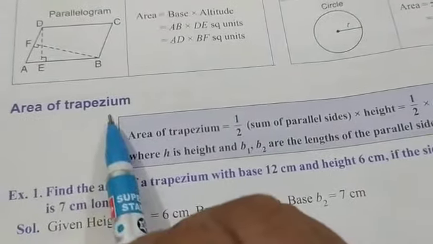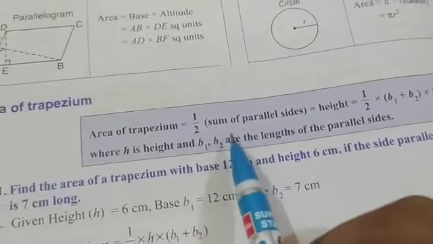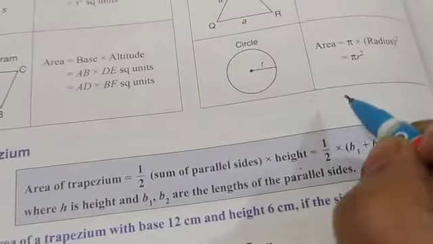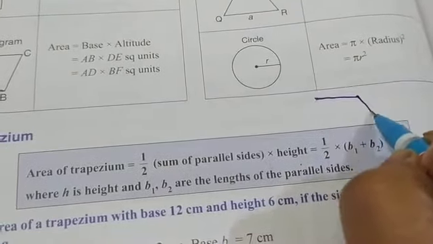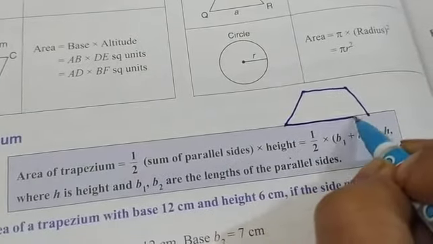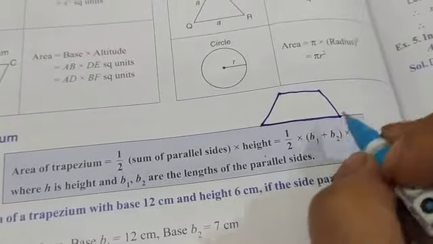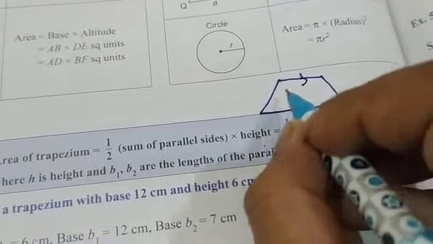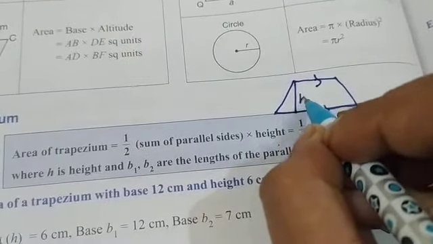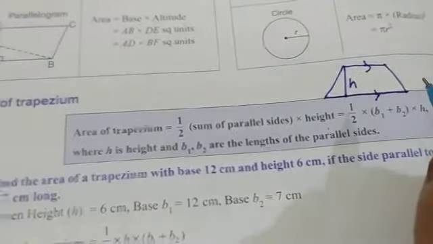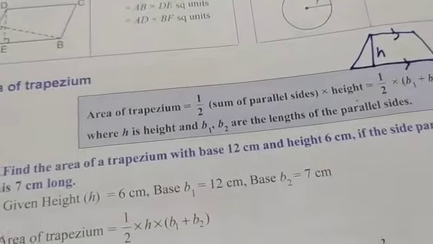So in this exercise we will learn the new area of trapezium. Area of trapezium is half into the sum of parallel sides into height. See, this is a trapezium. Suppose these two are parallel sides and this is the height h. So the sum of these two sides into h. So let's start the exercise.